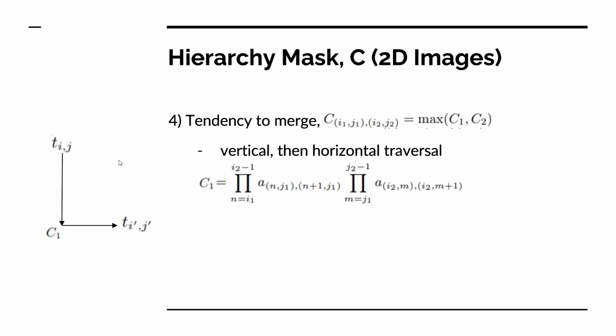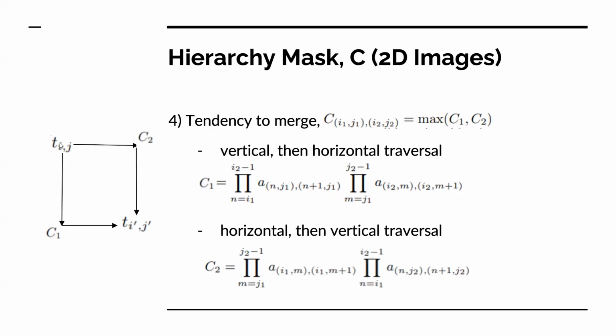And yeah, last but not least, you got to get the tendency to merge for any given pair of patches. But the only difference right now is in text, you only have one direction. It's either going left or going right. In the case of images, you can go up, down, left, and right. So to compute a tendency to merge, we consider two paths. So the first one is we chain affinity multiplications vertically and horizontally. The other one is we chain it horizontally and vertically. Then whichever value is the highest one gets assigned a tendency to merge. And that's the case of computing hierarchy masks for images.